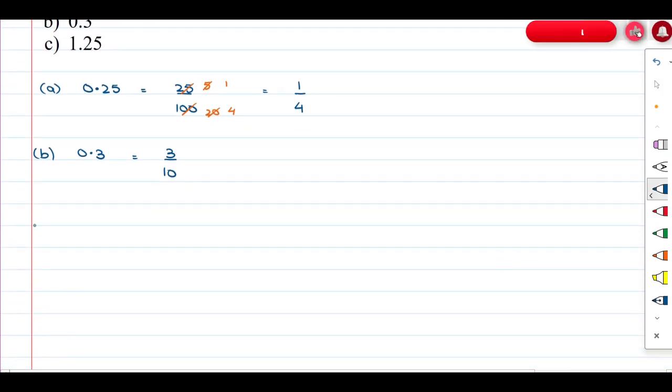Okay, now for part C we have 1.25. It is 125 divided by 100. Why am I dividing by 100? Because after the decimal point there are two numbers, and 100 has two zeros. So there are two digits after the decimal point and 100 has two zeros. That's how we convert the decimal number into a fraction.